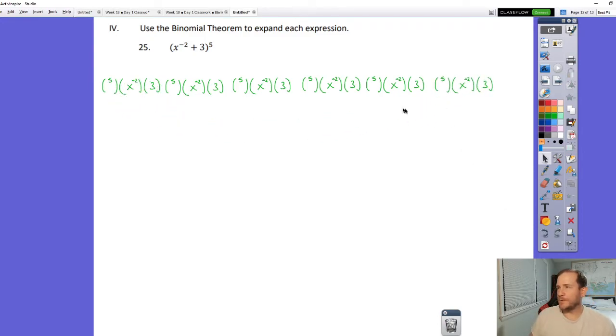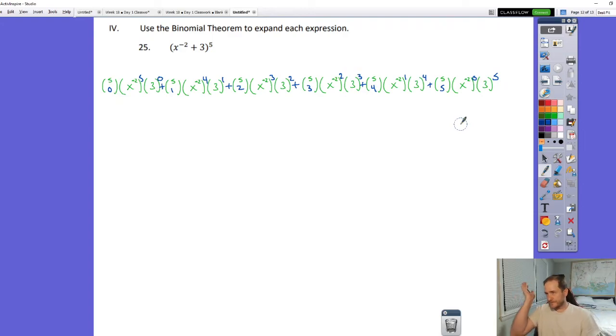Alright, there's my whole expansion. So it's going to be plus, plus, plus, plus, plus. It's going to be 5 choose 0, 1, 2, 3, 4, 5. It's going to be x to the negative 2 to the 5, 4, 3, 2, 1, 0. It's going to be 3 to the 0, 1, 2, 3, 4, 5. All right, there's your whole expansion.